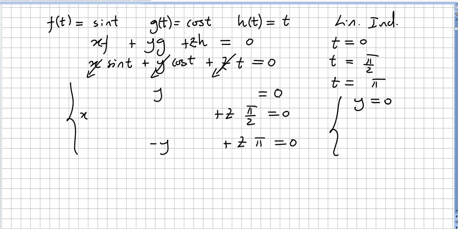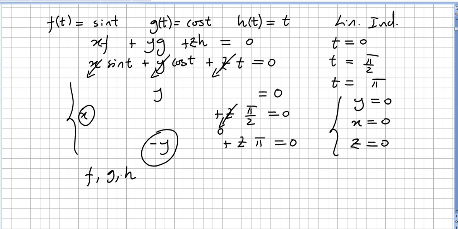Now, so y should be 0. Now if y is 0, z pi equals 0, that means z is 0, right? And if z is 0 here, x has to be 0. Okay, so f, g, and h, the three functions, they are clearly independent.